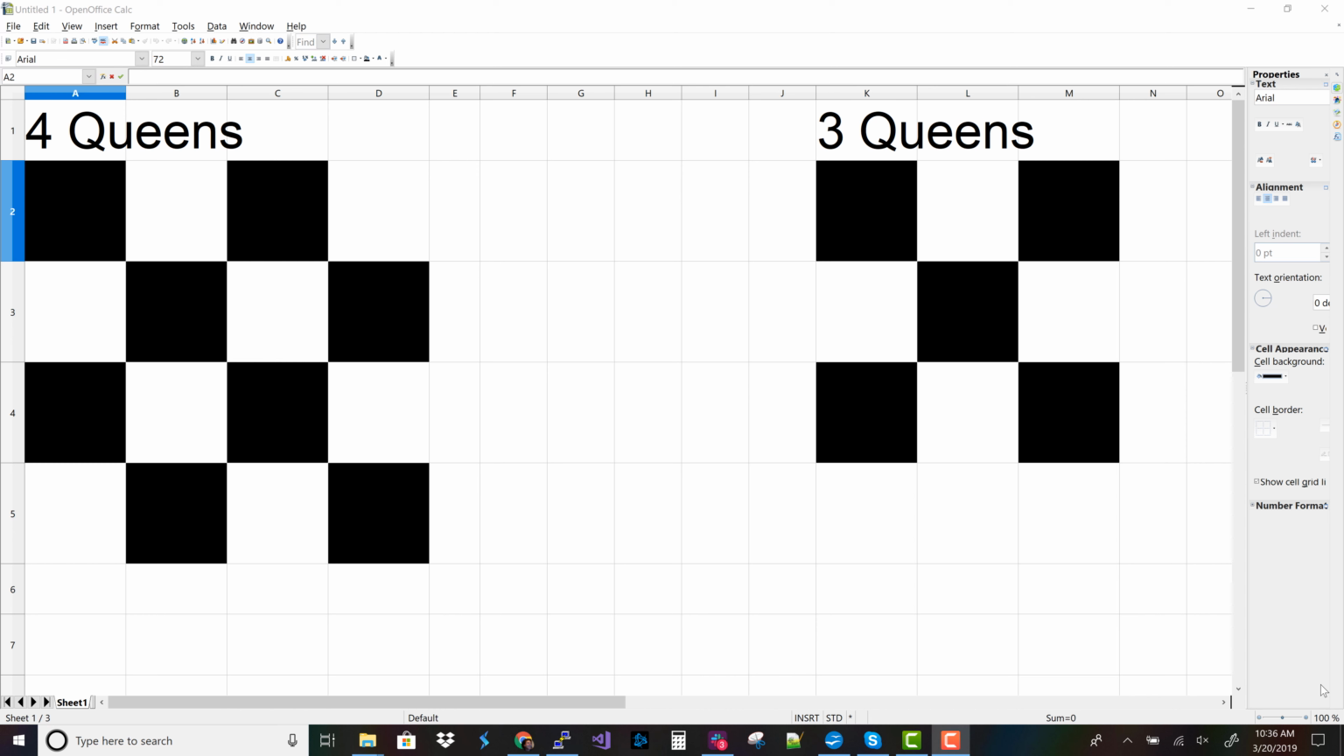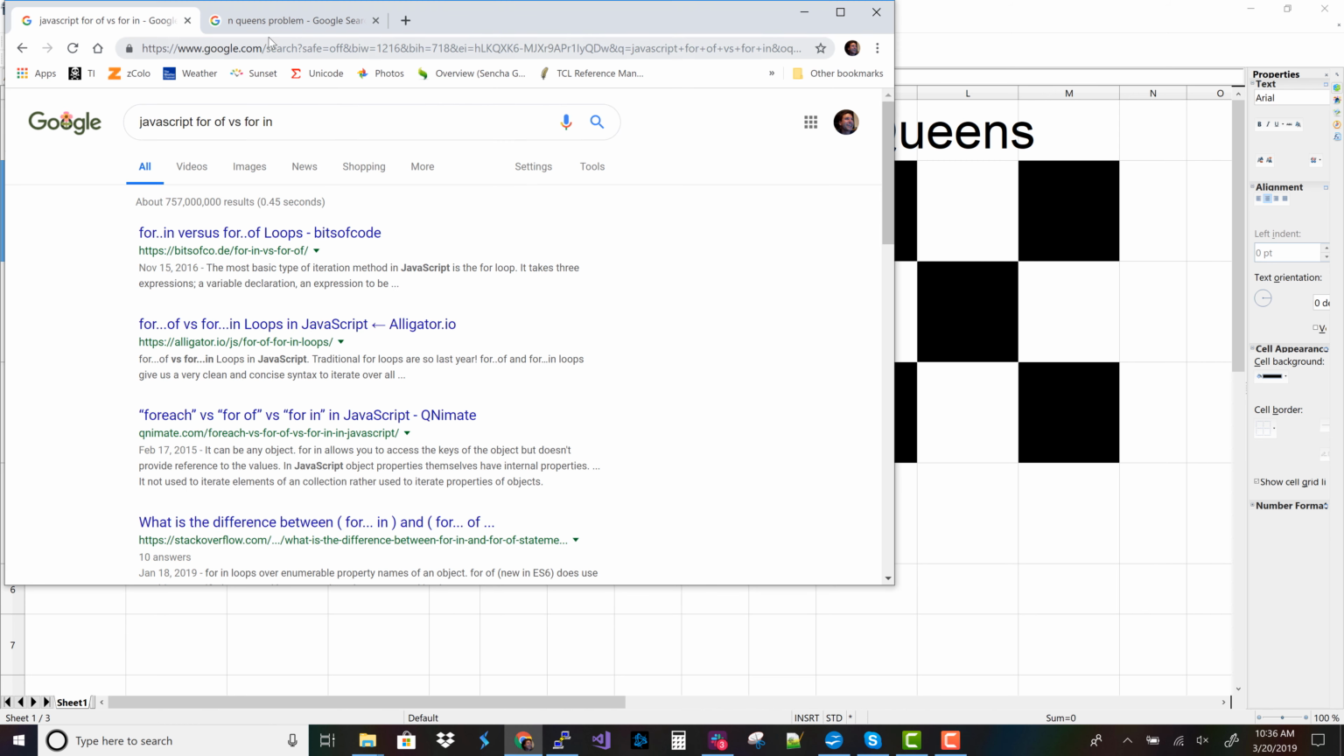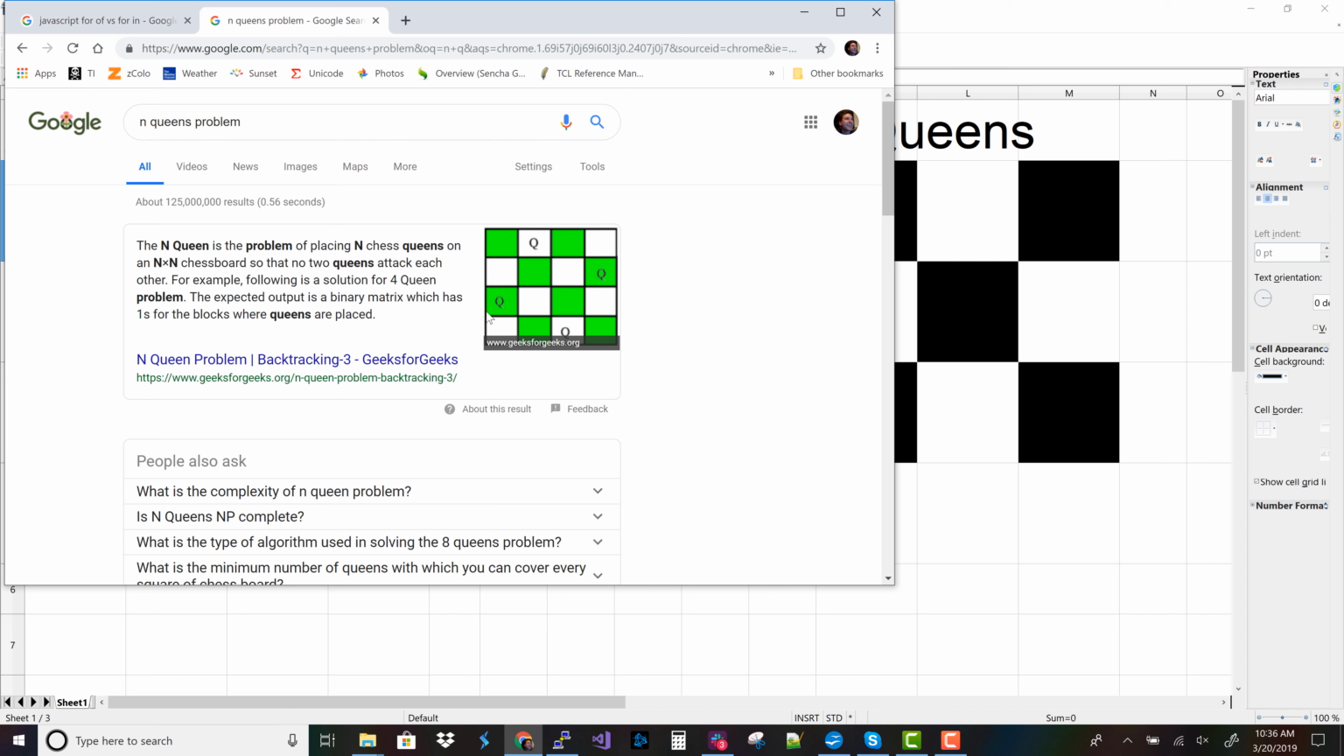Been having so much fun with JavaScript, I thought I'd solve one of my favorite problems again. This is one of those toy problems that is good to solve in a lot of environments. If you're not familiar with it, you're just trying to fill a chessboard or some subset of a chessboard with queens so they don't attack each other. And n is just the size of the chessboard, and however big the chessboard is, you have that many queens.